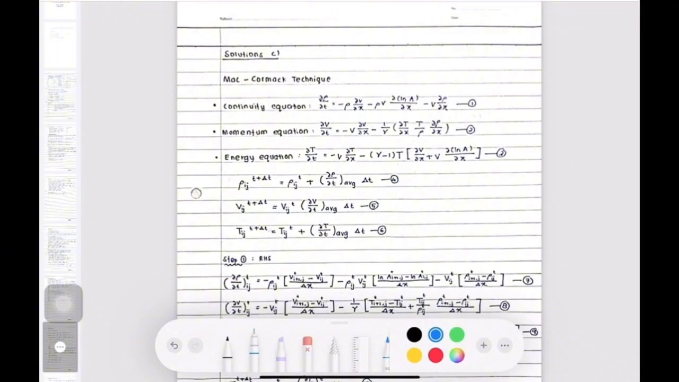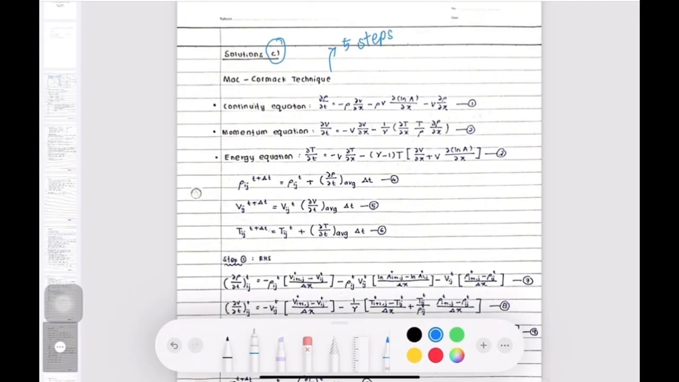Now question C. Question C is about how the above equations can be solved using McCormack's technique. Then we need to write the finite difference form, which is the numerical algorithm of the governing equations, using McCormack's explicit technique. McCormack's technique has 5 steps. Step 1 is the predictor step, which replaces the spatial derivative with a forward difference. Then step 2, calculate the predicted value at the next time level.